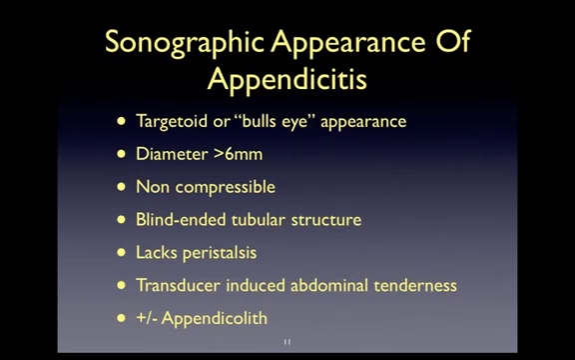Diagnosis of appendicitis is made when a non-compressible tubular structure is identified within the right lower quadrant, with a maximal outer diameter measuring greater than 6 millimeters. This may take on a bullseye or targetoid appearance. The structure should lack peristalsis, which allows you to distinguish the appendix from surrounding bowel. You may also identify secondary features of appendicitis, including an appendicolith, transducer tenderness overlying the appendix, or periappendiceal fat.